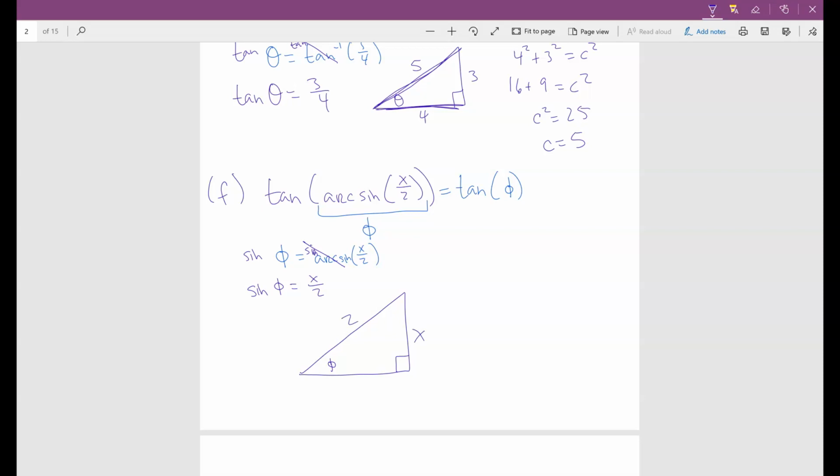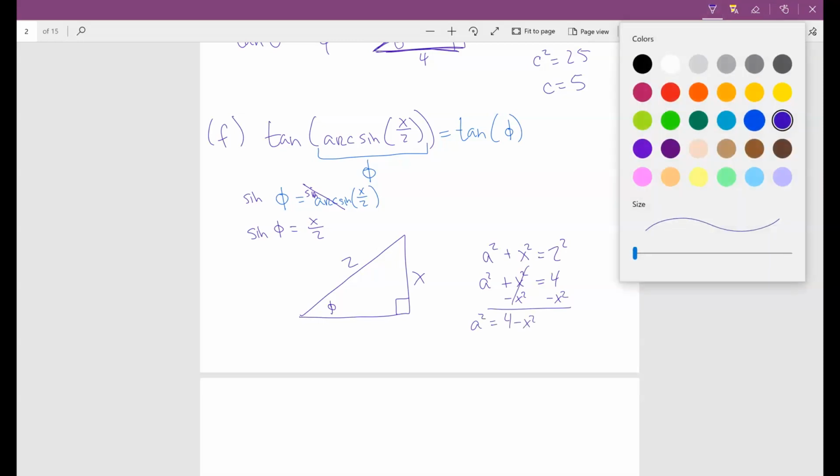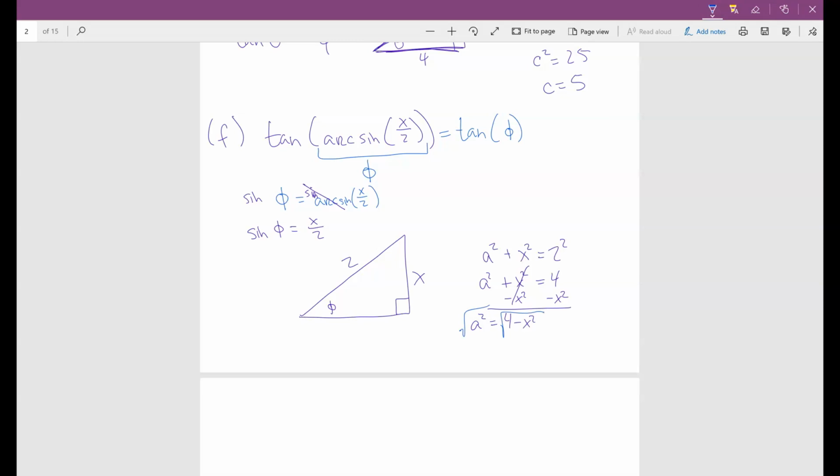So now all we have to do is figure out what the a value is. It's going to be a squared plus b squared. In this case, b is x, and c squared is going to be 2 squared. So we have a squared plus x squared equals 4. I'm going to subtract x squared from both sides. So a squared equals 4 minus x squared. And then we're going to take the square root of both sides. Okay, a is going to be equal to the square root of 4 minus x squared. So this side is going to be the square root of 4 minus x squared.